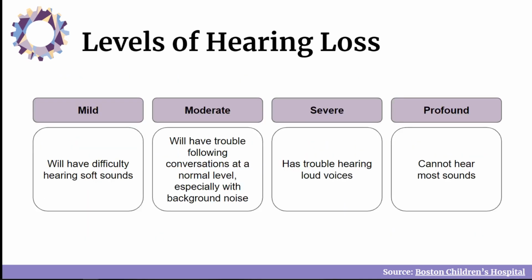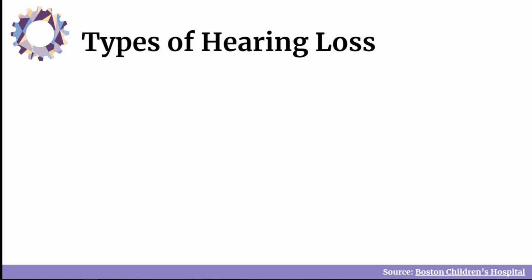Hearing loss in children is classified as mild, moderate, severe, or profound. A child with mild hearing loss will have trouble hearing soft sounds, including people with soft voices. A child with moderate hearing loss will have some trouble following conversations at a normal level, particularly if there's background noise. A child with severe hearing loss has trouble hearing loud voices. A child with profound hearing loss cannot hear most sounds.